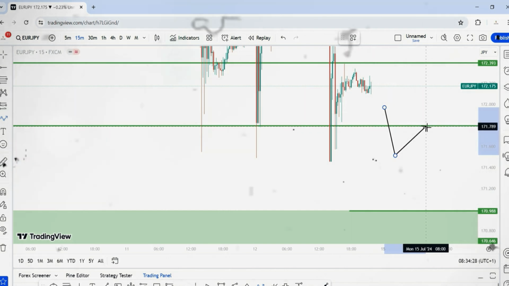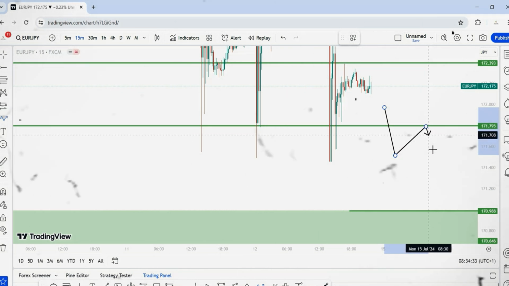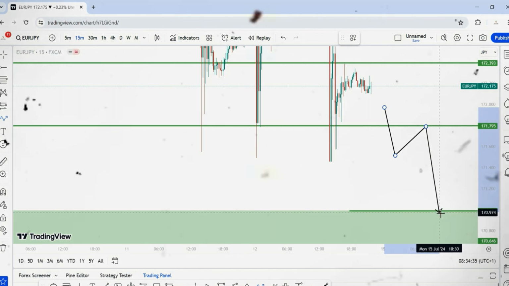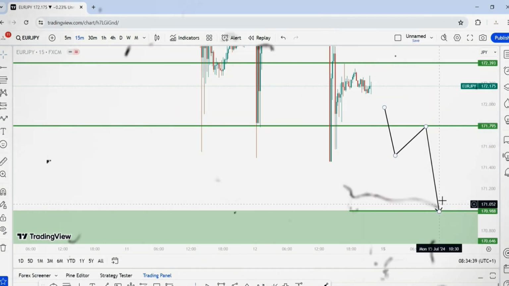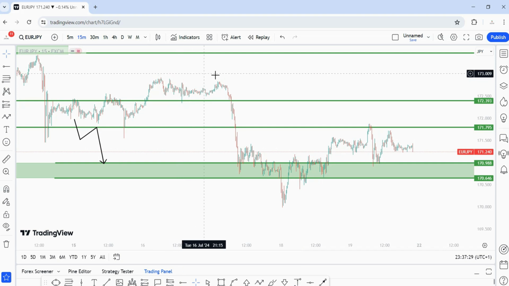Break below it properly, then come back for a retest. Then you want to look for your selling confirmation into this at least 170.988 region. Did that happen? Of course, price played around for a bit, broke below, went back there for the retest around here, which happened on Friday. So you see, patience is key.